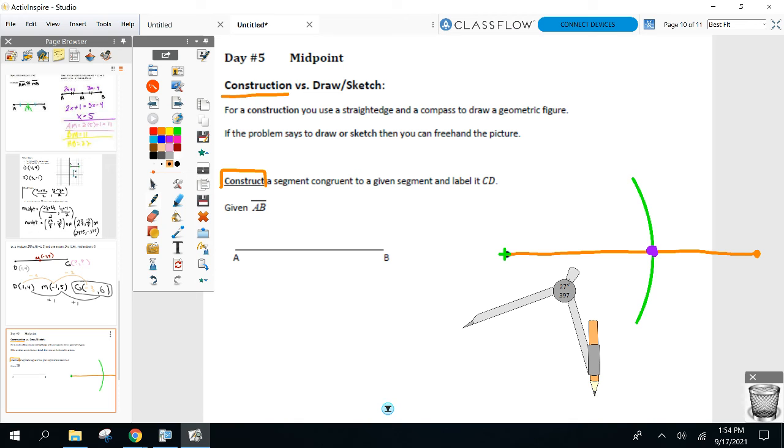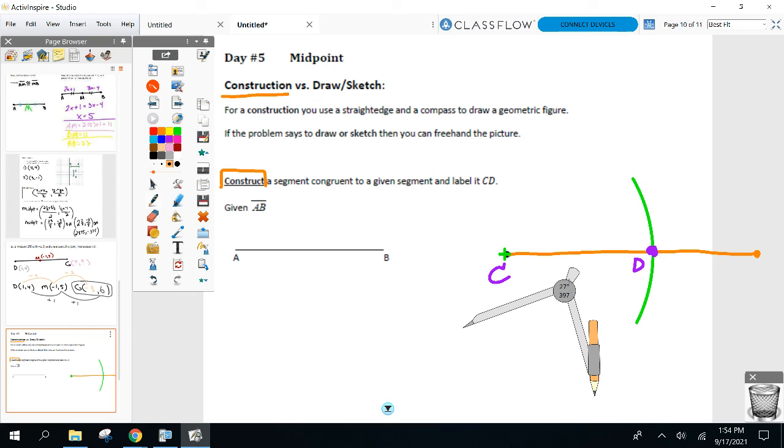Except now I've got to follow directions. What did they want to call this new segment? CD. So let's call it CD, please. That's it. Open up your compass to the length, come on over, swing the arc, and they're congruent.